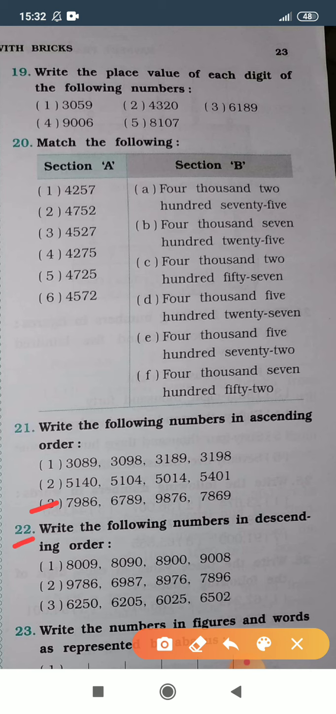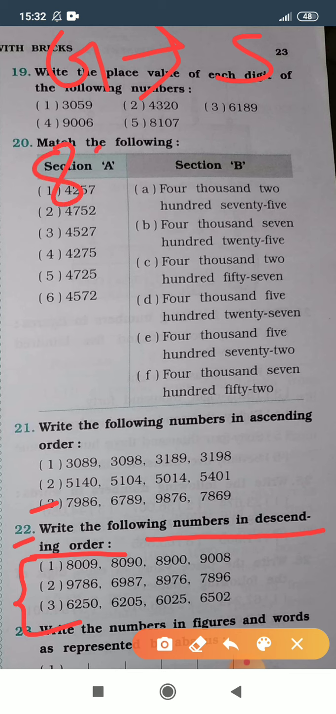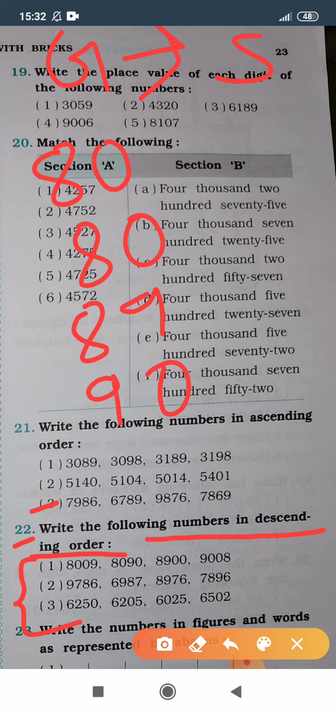Now question number 22. Now you need to do in descending order. These numbers were given and you need to arrange them in descending order. Descending order means greater to smaller. Let's start. The first one: 8009, 8090, 8900, 9008. So first we'll write two digits first. 80, again 80, 89, 90. So which one is the greatest?